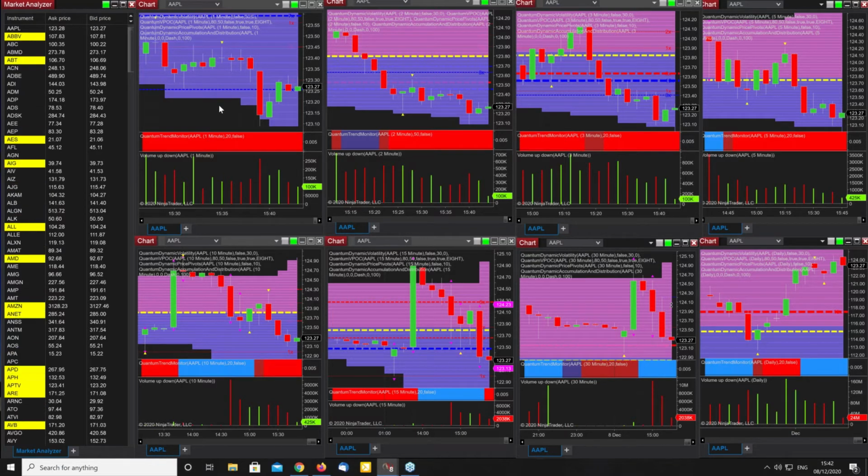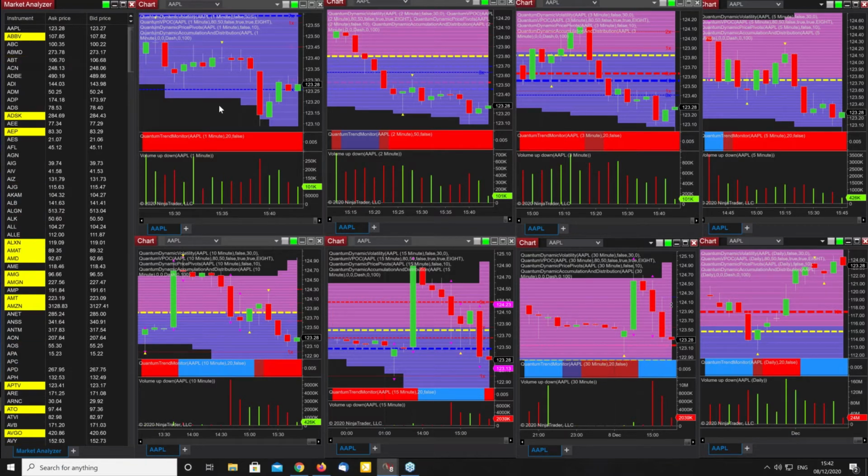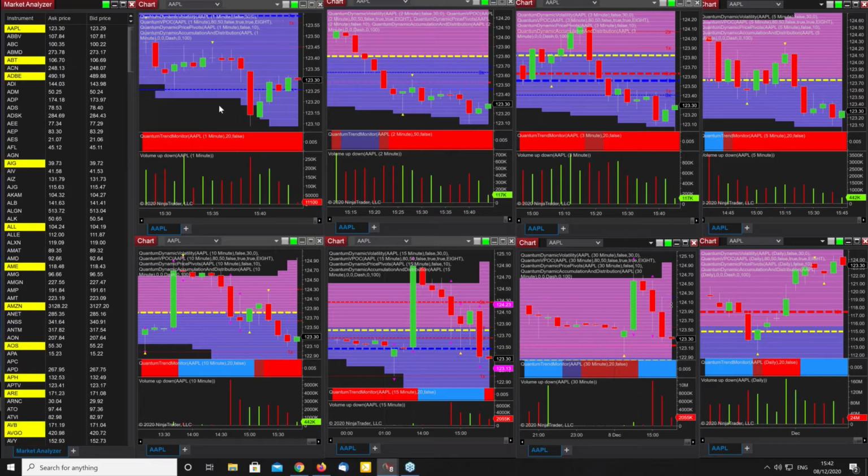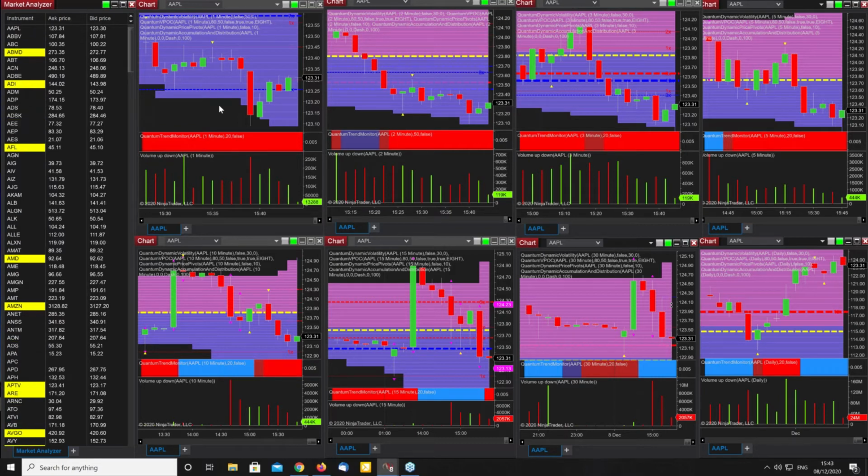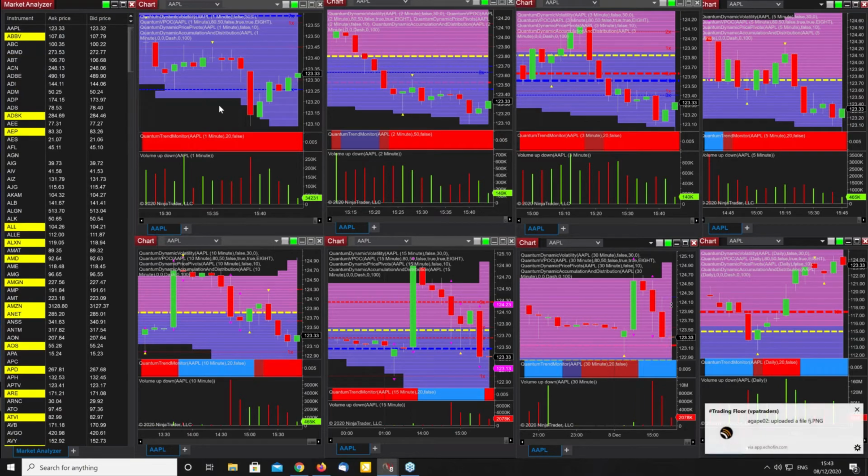So you can understand why a lot of these extremely liquid stocks like Apple, like Facebook, like Amazon, have tight spreads, but they're very, very heavily traded. So you get very fluid price action, lots of volume associated with it, and it gives you a very clear picture of what's going on.